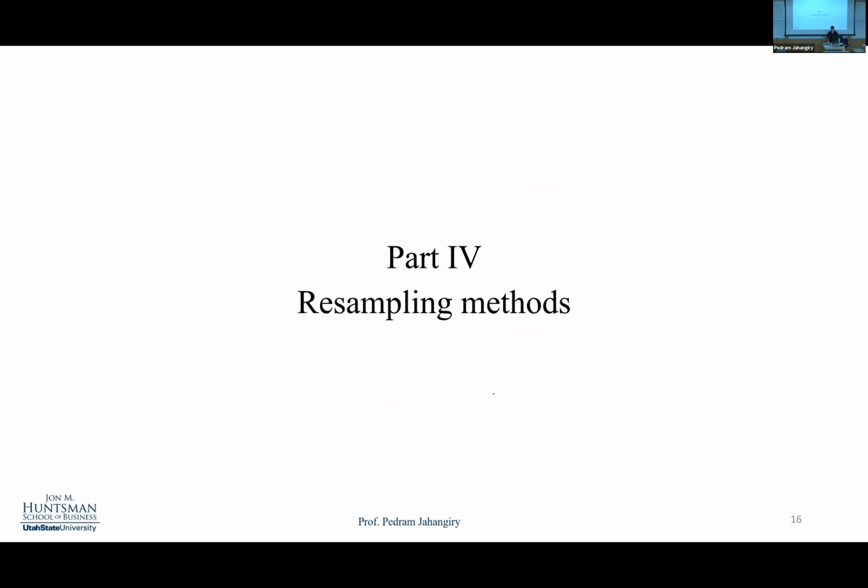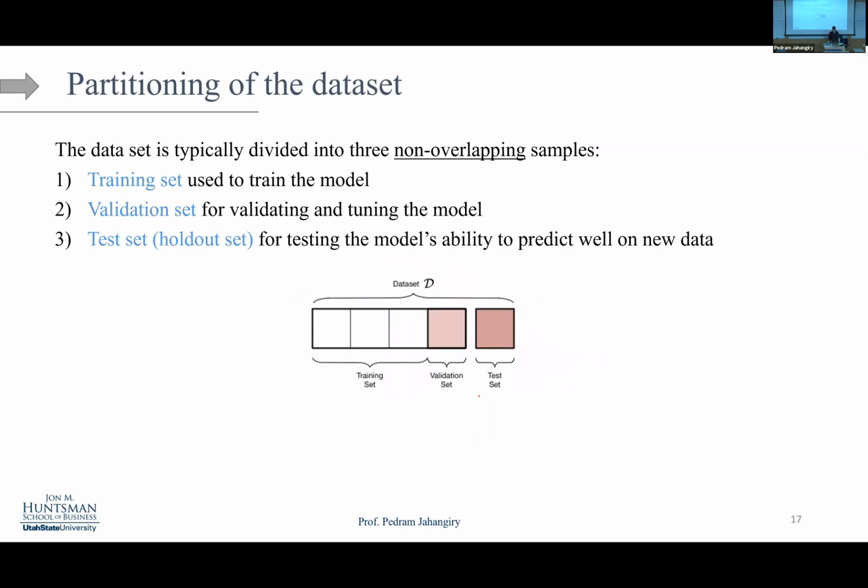Okay, let's move on. Let's go to the resampling part. I really doubt that I can finish it, but let's see how far we can go. So you already know what a train set is and what a test set is, but let's see what a validation set is. Why do we need that? We didn't talk about the validation set at all yet.